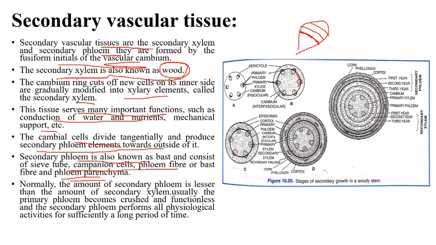Normally, the amount of secondary phloem is lesser than the amount of secondary xylem. Usually, the primary phloem becomes crushed and functionless, and the secondary phloem performs all physiological activities for a sufficiently long period of time. So, it is all about secondary vascular tissue formation.